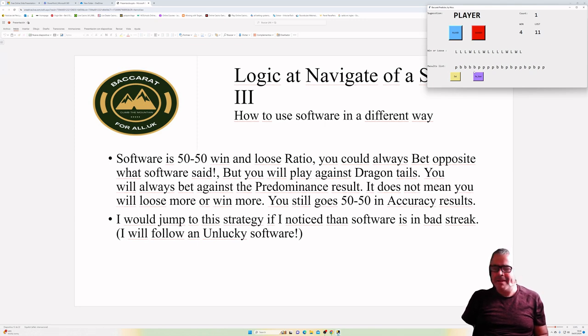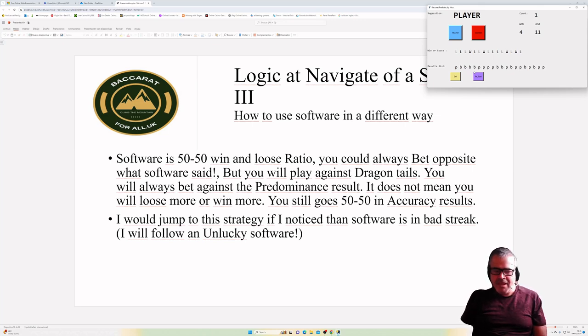The software can lose 9, 11, or 13 times in a row. It is possible. I don't know if I lost 13 times, but I 100% lost 11 times in a row. I have also lost 11, then won one, and then lost 9. It did happen to me, and we are going to discuss this after.